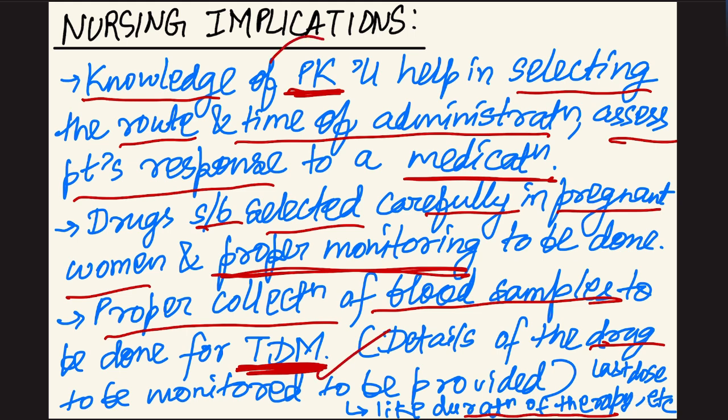First, knowledge of pharmacokinetics to select the route and time of administration. Next, in pregnant women we have to give the drugs very carefully and we have to monitor the patients. And for sending the blood samples for therapeutic drug monitoring, we need to provide several details like the duration of therapy of the drug, the last dose of the drug, and the indication for doing the therapeutic drug monitoring, whether it is to find out toxicity or to check whether the particular concentration of drug which we desire is actually achieved or not. So these are the different nursing implications related to the topic of pharmacokinetics.